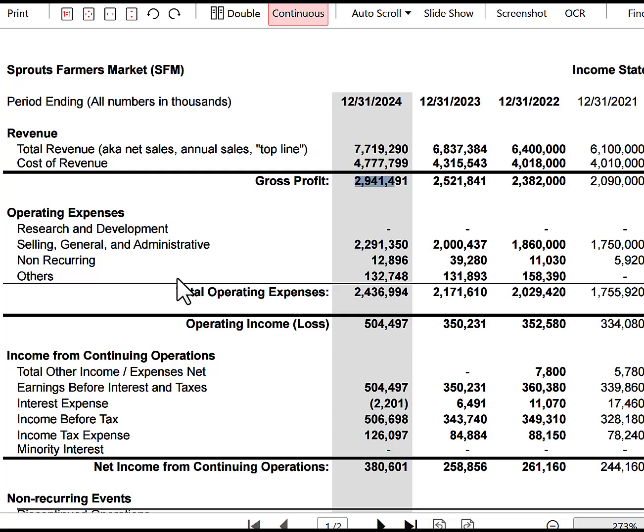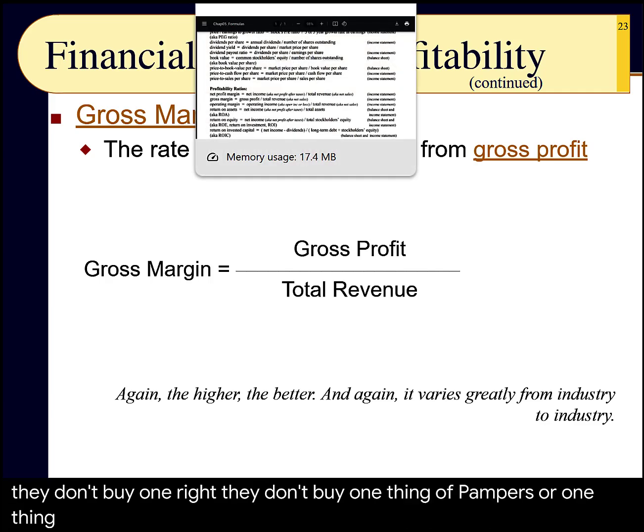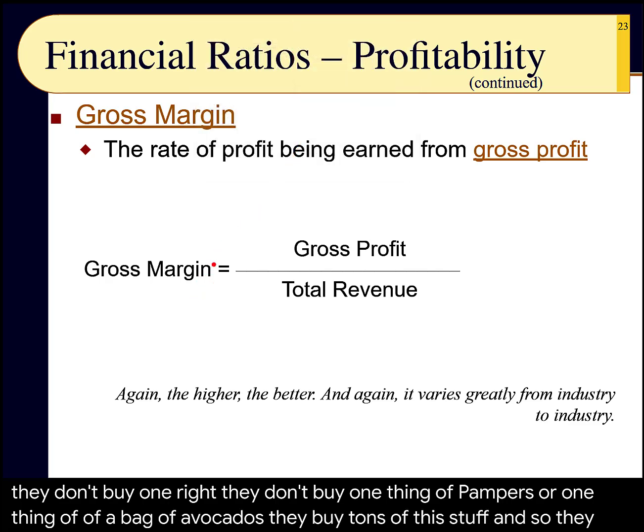No, actually, no. For a retailer, that's basically what you want, folks. You want about 30-40% gross margin. Yeah, and that makes sense, right? When Whole Foods, well, Sprouts Family Market, buy things, they don't buy one, right? They don't buy one thing of Pampers or one thing of a bag of avocados. They buy tons of this stuff, and so they get a huge discount.